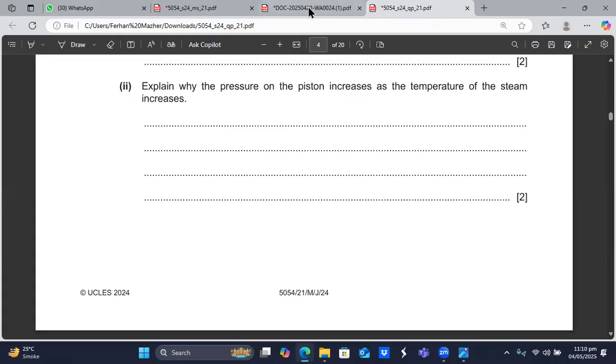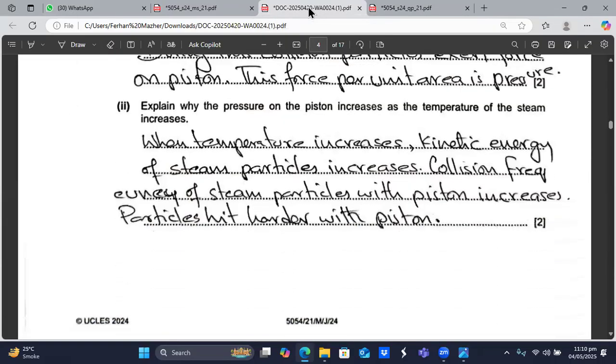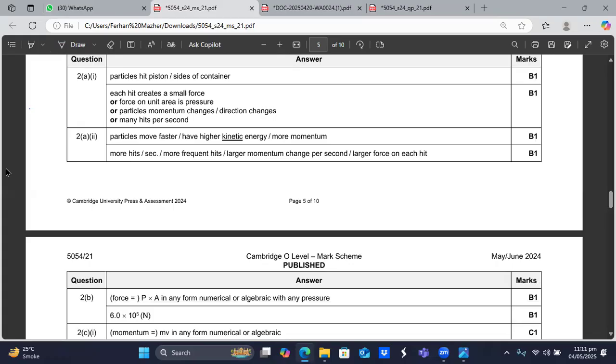So that's why the force per unit area will also increase, and the pressure of the gas inside that piston will increase. When the temperature increases, the kinetic energy of the steam particles increases, the collision frequency of the steam particles with the piston increases, and particles hit harder with the piston. So that's why the force exerted per unit area will increase, and that's why the pressure of that steam will increase. Okay, so that was question number 2, and it's a second part.